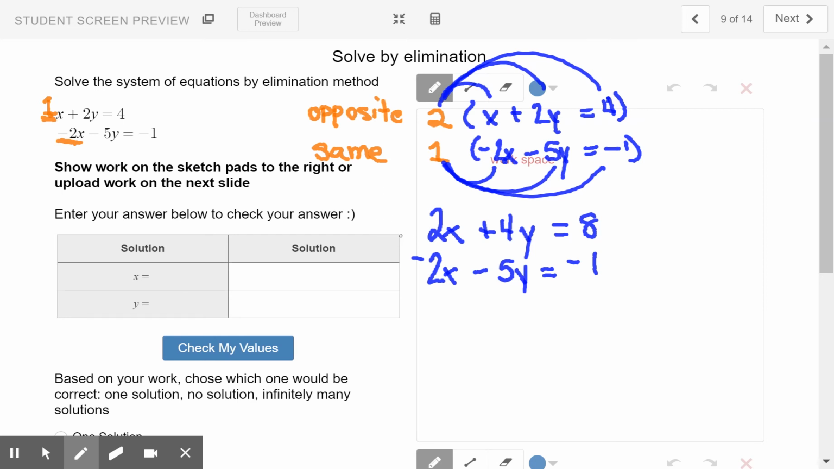The third step of our flow map is adding the 2 equations together. So notice in this flow map, if you do it our way, the x's will cancel. So 2x plus negative 2x cancel, they eliminate. Then 4y plus negative 5y gets you negative 1y. And then 8 plus negative 1 is 7. Going to divide by negative 1.